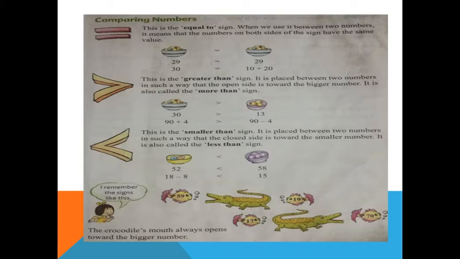So first we will come to equal to. The equal to sign is two sleeping lines of the same size, not big, not small, the same size. This is the equal to sign. When we use it between two numbers, it means that the numbers on both sides of the sign have the same value.